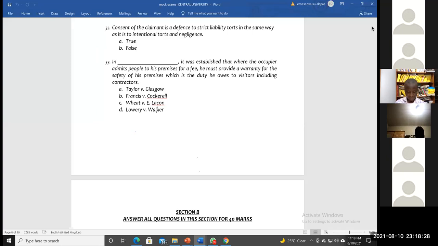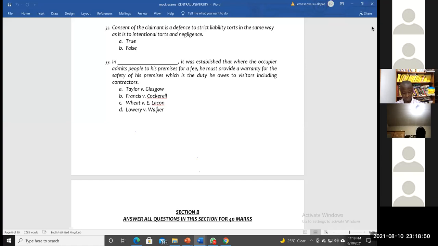In this case, the defendant had a piece of land and the plaintiff was using the land and was injured by a horse. Also, members of the public had been using the field as a shortcut for quite a number of years.